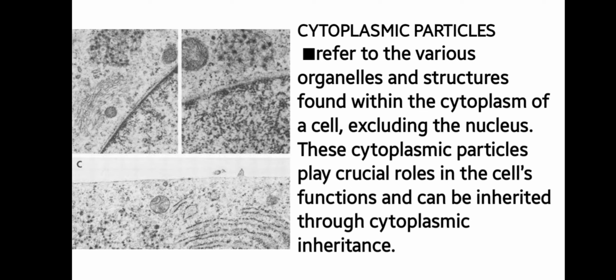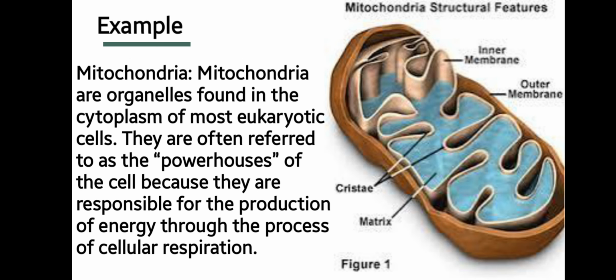Next is cytoplasmic particles. This refers to the various organelles and structures found within the cytoplasm of a cell, including the nucleus. These cytoplasmic particles play crucial roles in the cell's function and can be inherited through cytoplasmic inheritance. One of the major examples of this is mitochondria. Mitochondria are organelles found in the cytoplasm of most eukaryotic cells. They are often referred to as the powerhouses of the cell because they are responsible for the production of energy through the process of cellular respiration.